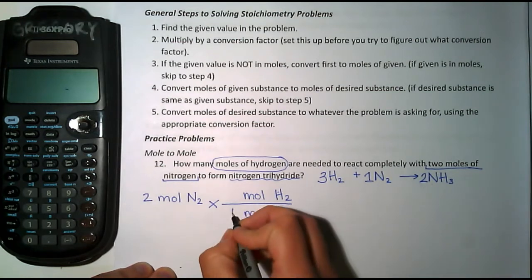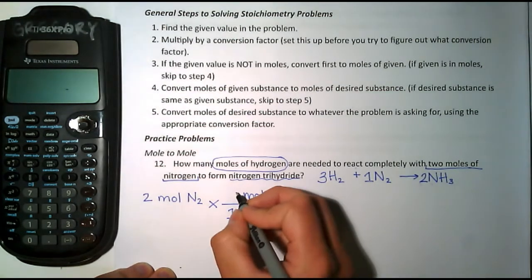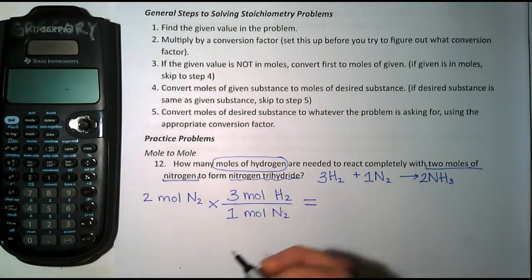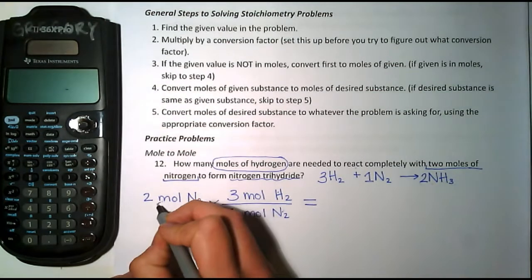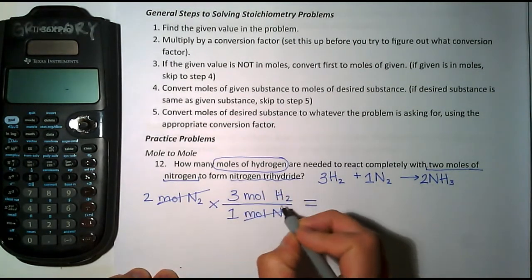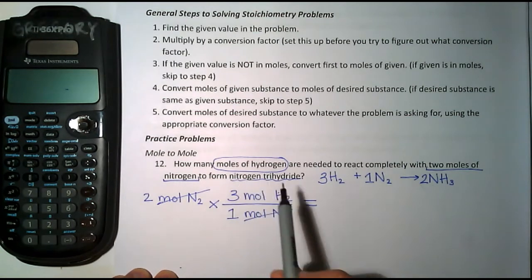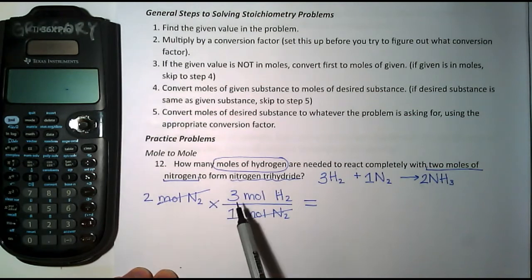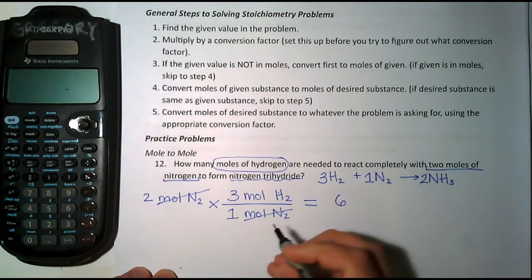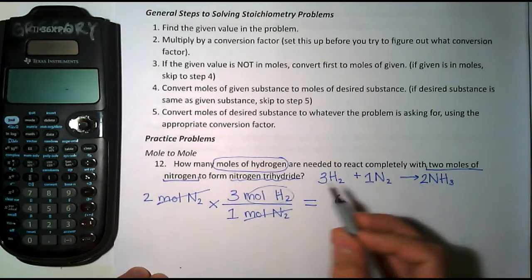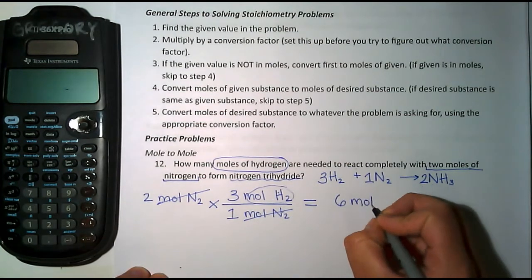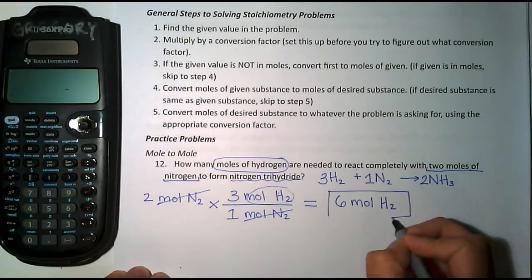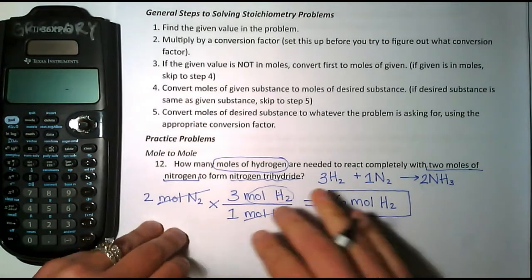So moles of N2, I need 1. Moles of H2, I need 3. So now I have a nice stoichiometric conversion here. My moles of N2 will cancel out, and I'll just be left with moles of H2, which is what the problem is asking for. So this is easy. I don't even need a calculator to do this. 2 times 3 will give me 6, and my units that are left are moles of H2. So I'm just going to put 6 moles of H2. And that's my answer to this first one. That was pretty simple. So let's move on to the next one.